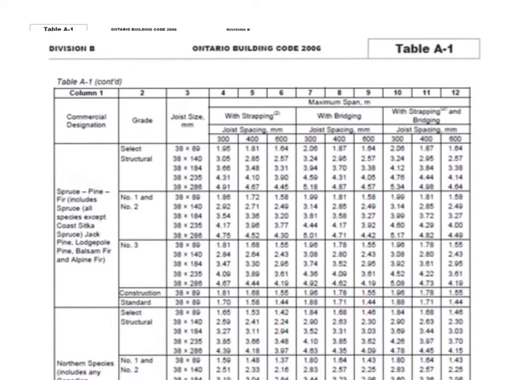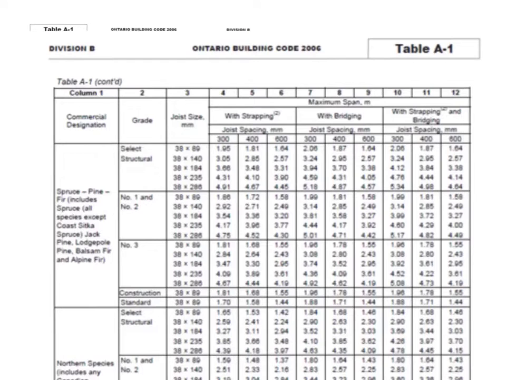Columns 4 through 12 is where we're going to determine the actual spans. So we've got options with strapping. So that's strapping underneath the joist on the bottom of the joist. With bridging, so that's the cross bridging that gets put into the joists, and with strapping and bridging, which will be our strongest. And then it's given us our joist spacing in millimeters. So 300 millimeters would be 12 inches on center, 400 would be 16 inches on center, and 600 millimeters is 24 inches on center.